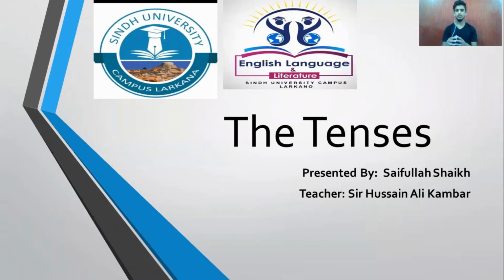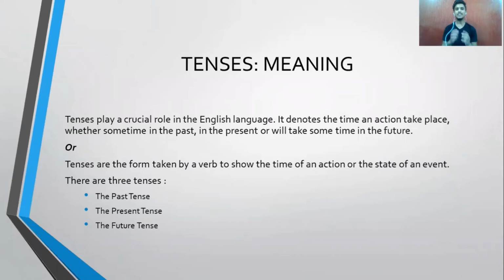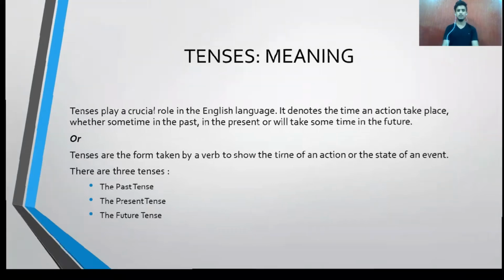This video presentation is about tenses, and my teacher is Sir Hussain Ali Kambar. Now, what is the meaning of tenses? Tenses play a crucial role in the English language. They denote the time an action takes place, whether sometime in the past, in the present, or sometime in the future. Or, tenses are forms taken by a verb to show the time of an action or state of an event. There are three tenses: the past tense, the present tense, and the future tense.